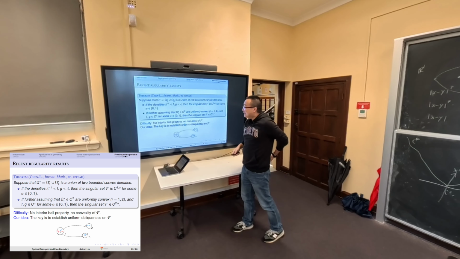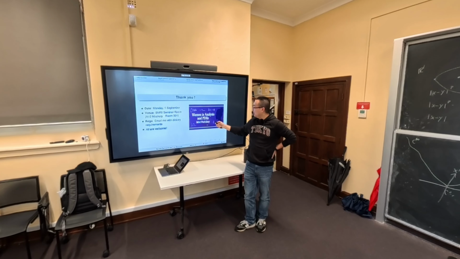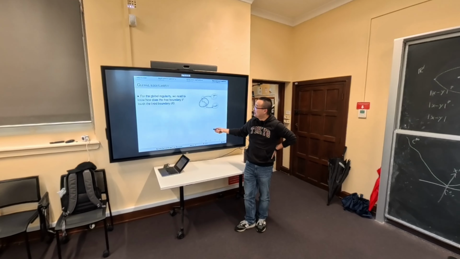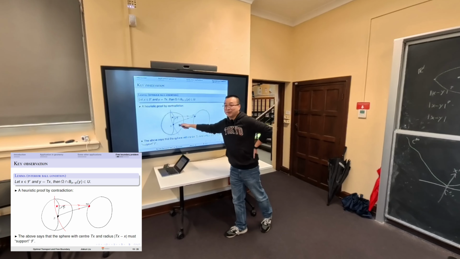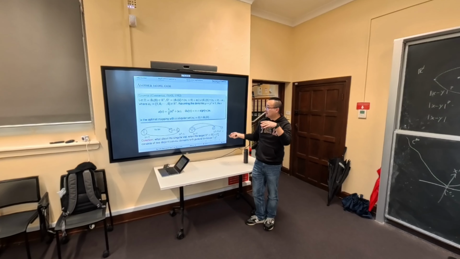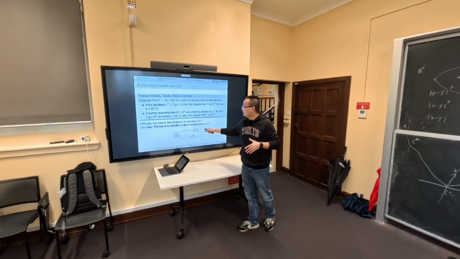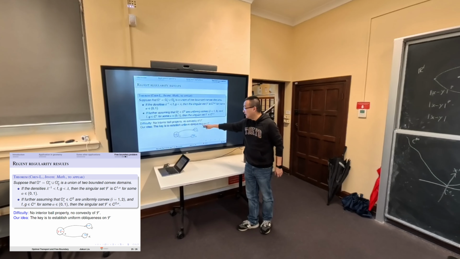Okay, so the difficulty in studying this problem is that we do not have the interior ball. Let me go back a little bit to remind you what an interior ball is. That's an interior ball. It's very important in studying the free boundary. But unfortunately, if you divide the domain into two parts, the interior ball is no longer true. Okay, and how to handle this problem is again by uniqueness.